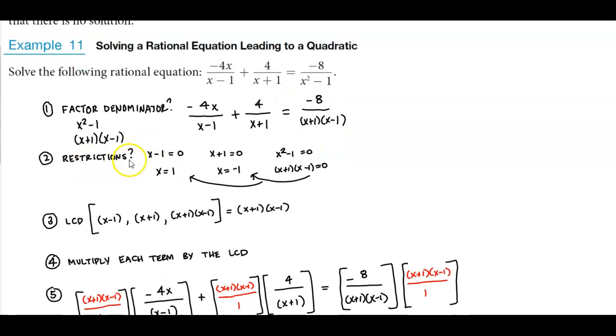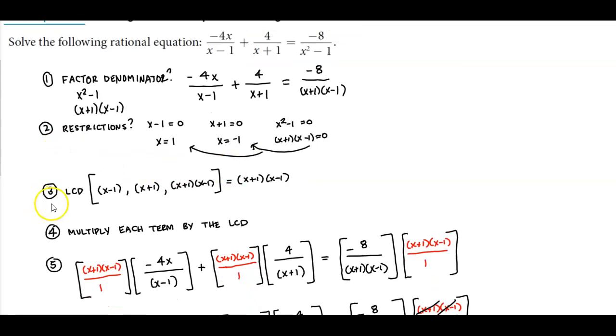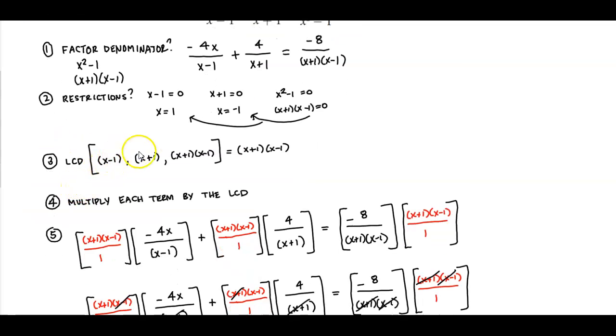Then we need to determine, are there any restrictions, by setting the denominators equal to 0. X minus 1 equals 0 gives us a restriction of x is equal to 1. X plus 1 is equal to 0 gives us a restriction of x is equal to negative 1. And when we factor the denominator of x plus 1 times x minus 1, it's going to give us the same values. So 1 and negative 1 must be excluded from the solution set. To find the LCD, we know that x minus 1 and x plus 1 are factors of x plus 1 times x minus 1. So we have x plus 1 times x minus 1.